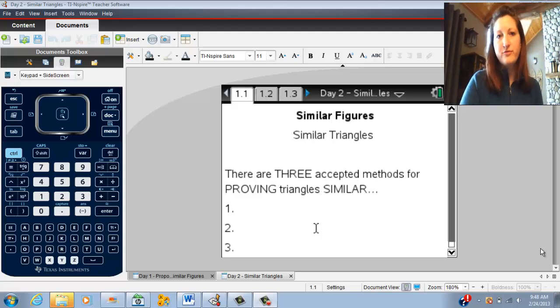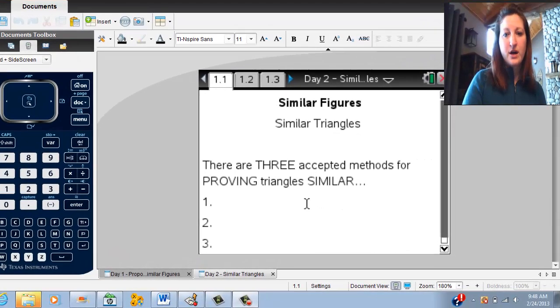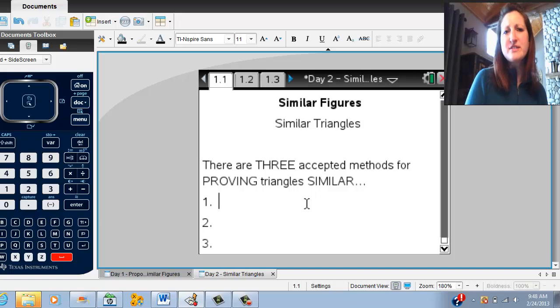What our goal is for this chapter is to move into actually proving that triangles are similar. So we're going to play around with making sure that we actually know how to deal with similar triangles or similar figures and then work our way into proving them. So we're going to start off early on in this chapter with looking at the 3 ways that you can prove that triangles are similar. These are very similar to what we did last chapter, but different.